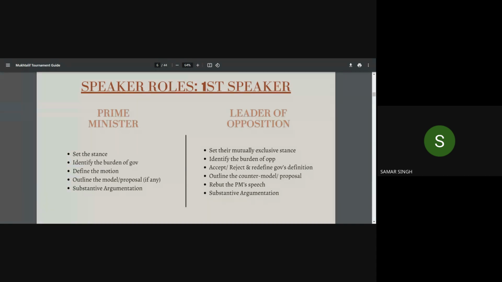What arguments are, how arguments are presented, and what can make those stronger. So till now, you had understood that the Prime Minister and the Leader of Opposition define the motion, set the motion, and give a context about the real life scenarios, the real life structure of this motion, meaning the countries, what the laws are, and how it is benefiting or not benefiting the people.